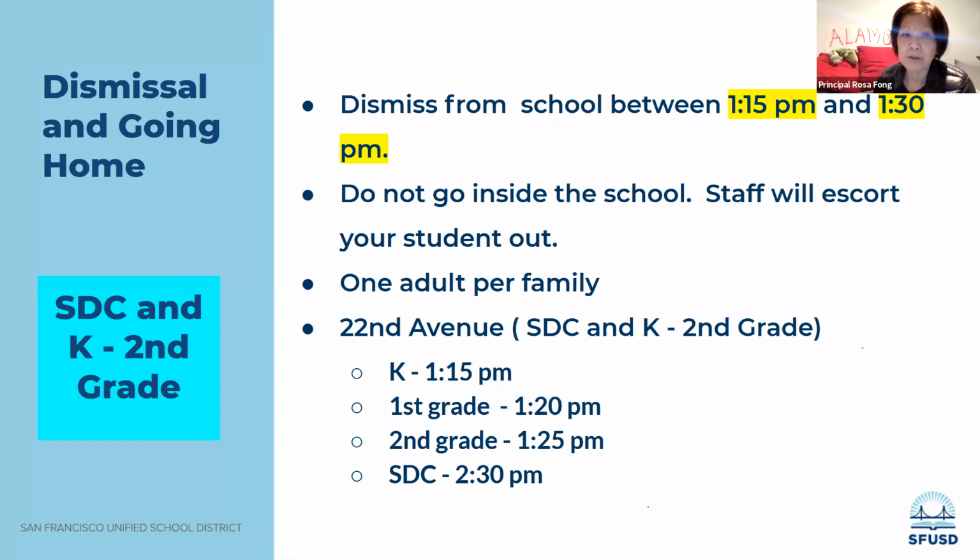And the 4th bullet, the 4th black dot, 22nd Avenue for SDC and K through 2nd grade. So we're doing our staggered dismissal for kindergarten. They will be dismissed at 1:15. So parents who are listening, please know that your kindergartners will be dismissed at 1:15. First grade will be dismissed at 1:20. Second grade will be 1:25, and our special education program will be dismissed at 2:30.